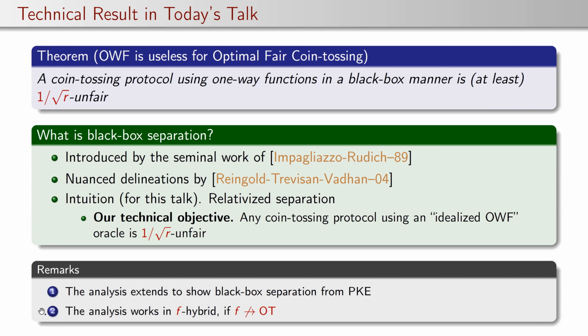Interestingly, this analysis will also extend to public key encryption. We can show a separation from public key encryption as well. And even when we have F hybrids, where you can compute very complicated functions, but these functions do not suffice to give oblivious transfer, we can also show this separation. Any questions? Then we can move to the literature survey part.